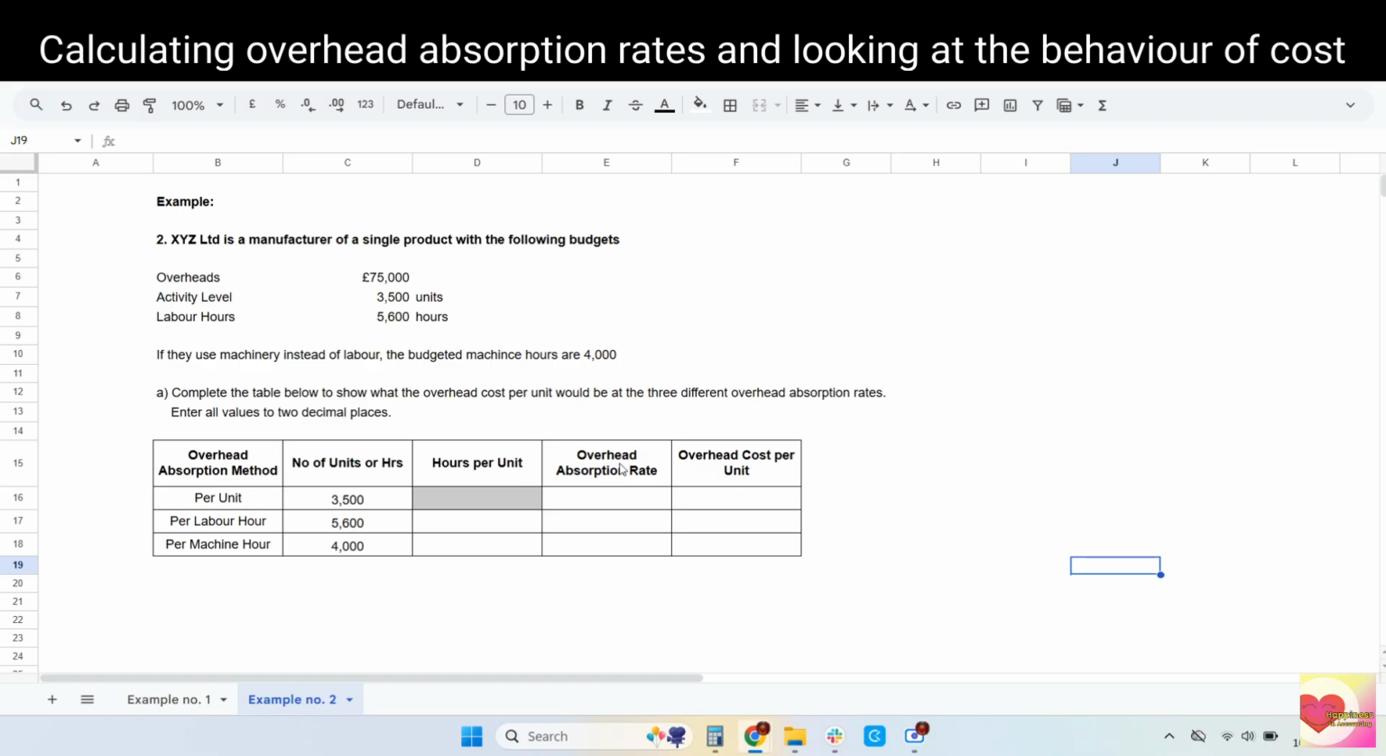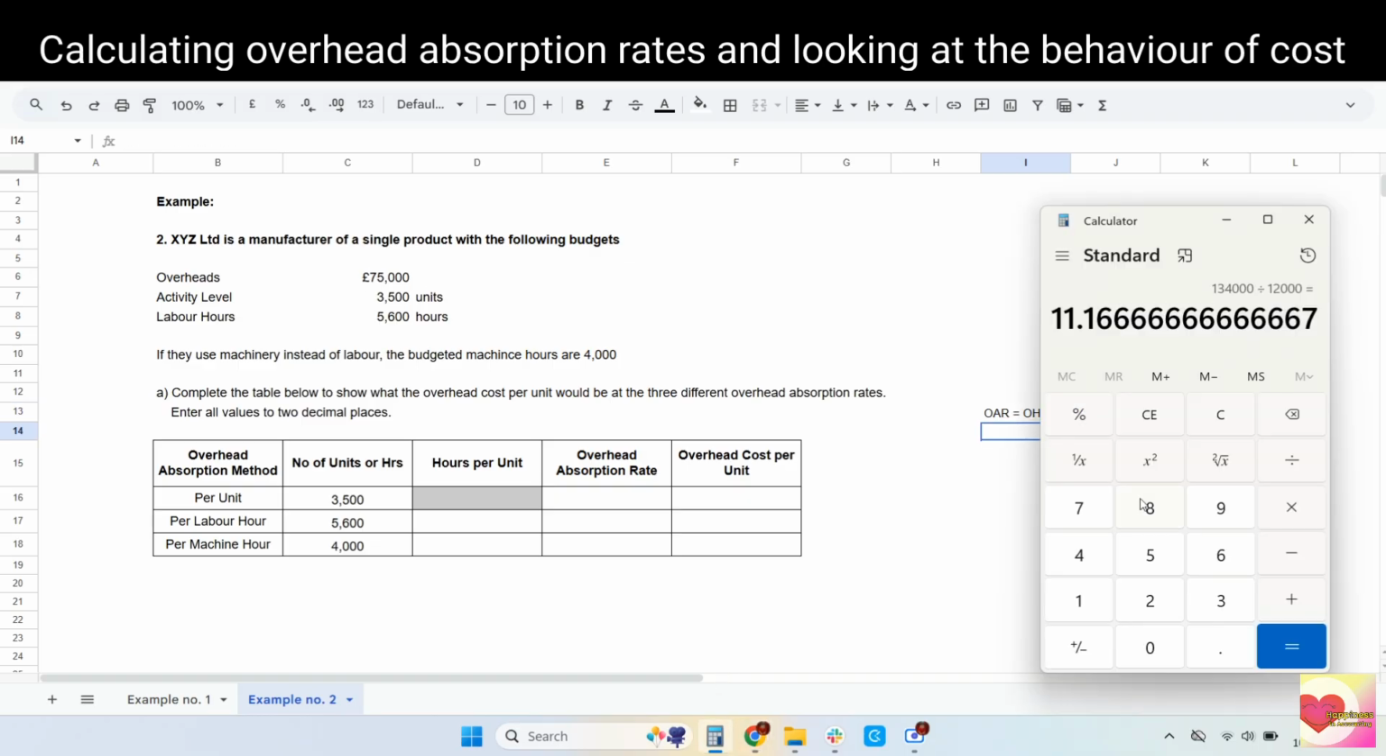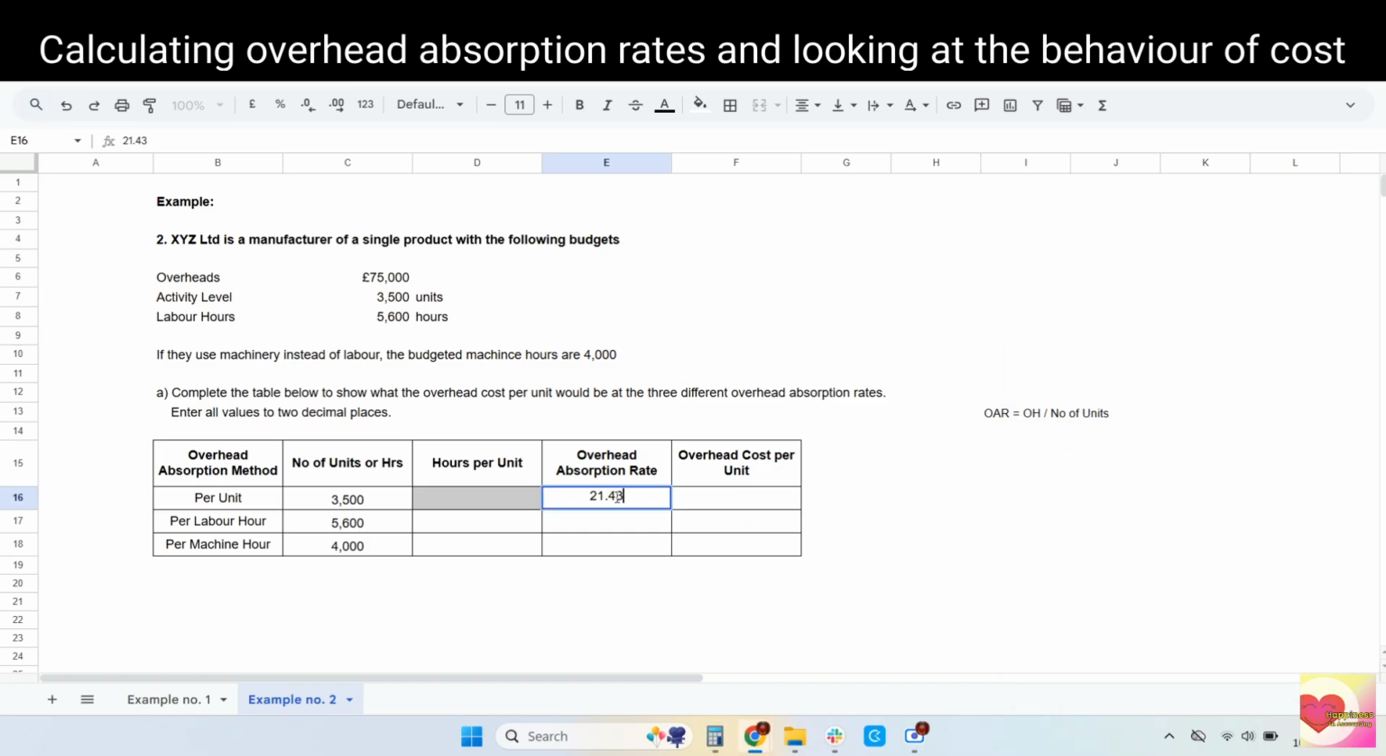Next column, overhead absorption rate or OAR. Remember the formula for OAR, and I have also discussed this in part 5 of my videos. So the OAR is equal to the overheads divided by the number of units. So our overheads is 75,000. Let's divide it by the number of units, which is 3,500. Then let's round it off to 2 decimal places, and we got 21.43, so this is our OAR.